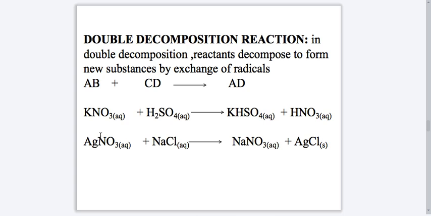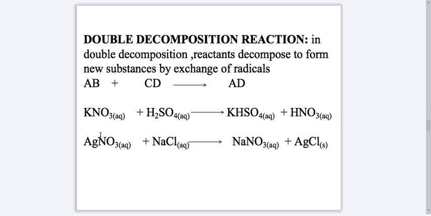K is going to join SO4 2 minus, and one hydrogen will be left there. We have two hydrogen in H2SO4. One will remain with SO4 and join K, and it becomes KHSO4, while the remaining one will join NO3. That's why you have HNO3. That's the meaning of exchange of radicals.